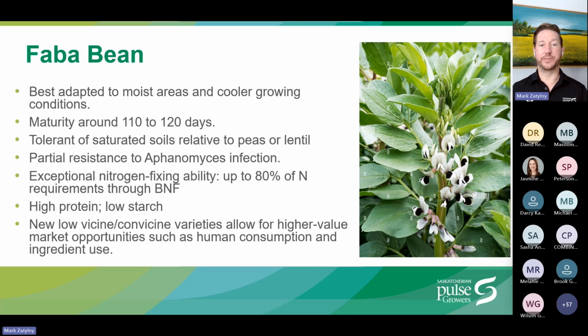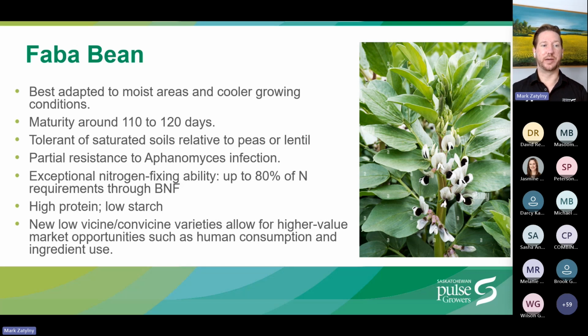One of the really good benefits about growing faba beans is that resistance to Aphanomyces infection. So if you have typically been growing peas a lot in those northern areas, or lentils as well, this will then help break up that rotation and infection in your soil.